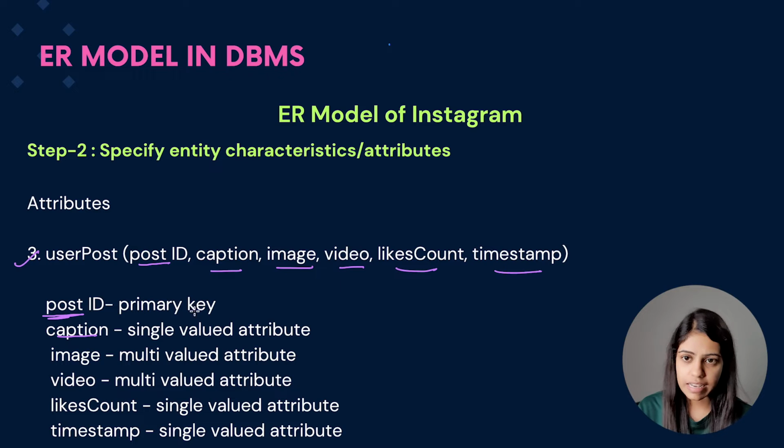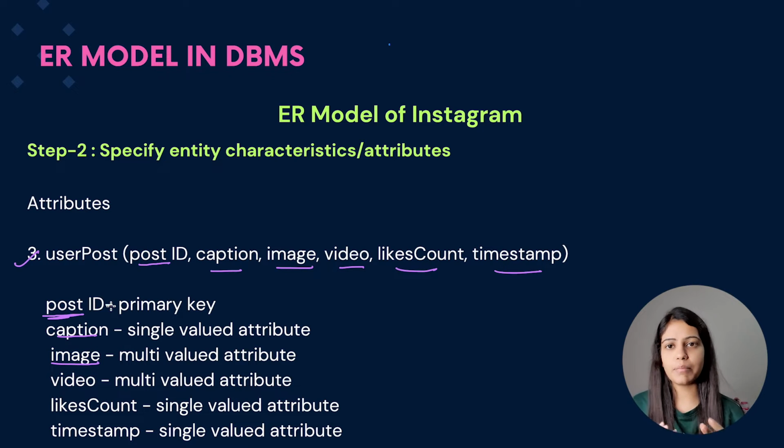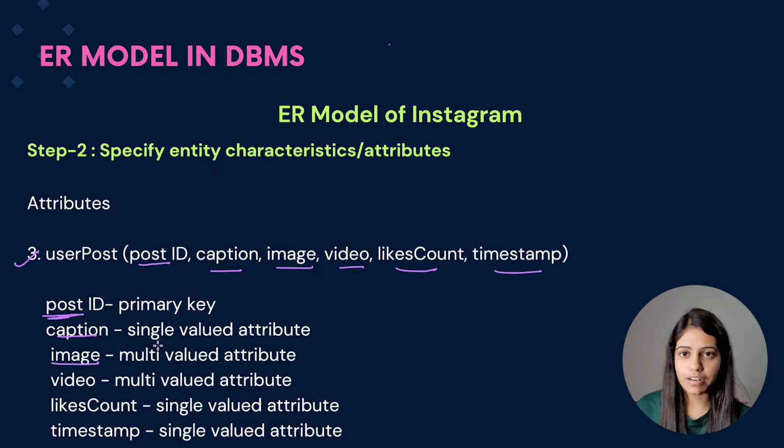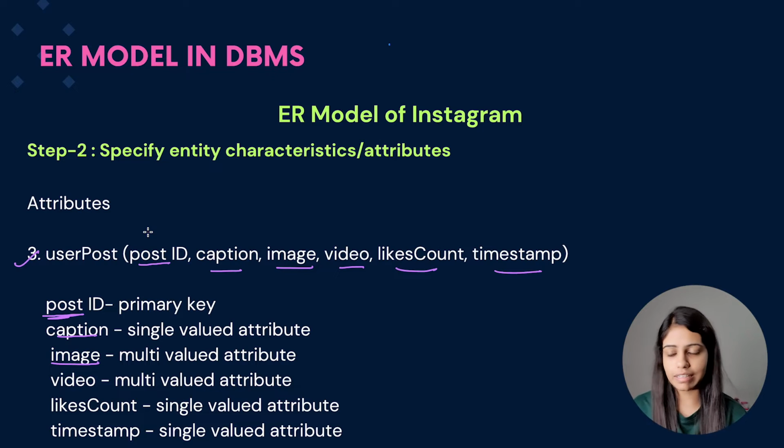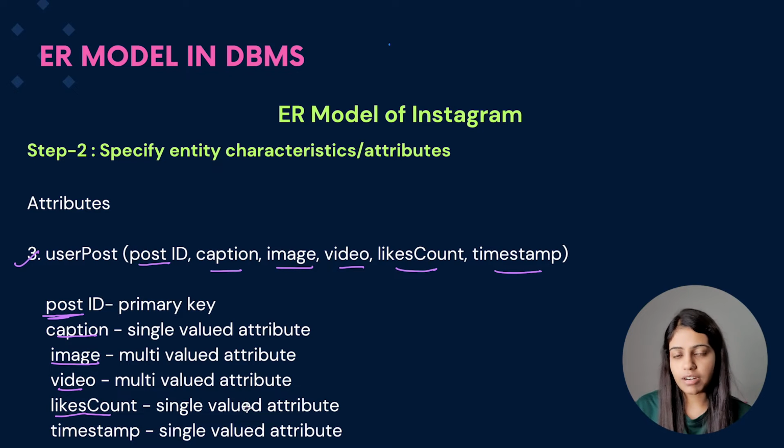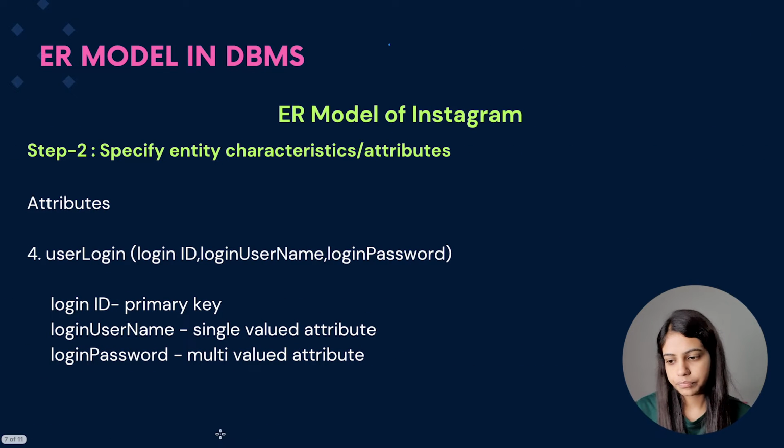Caption is a single valued attribute. Image is multi-valued because you have seen that sometimes in one post there are many images. So there could be many images which could exist in a single post, so that is why it is a multi-valued attribute. That is, one attribute may have multiple values. So video is again a multi-valued attribute. Likes count is a single valued attribute, it would be in numbers like 1000, 2000. Timestamp is also a single valued attribute.